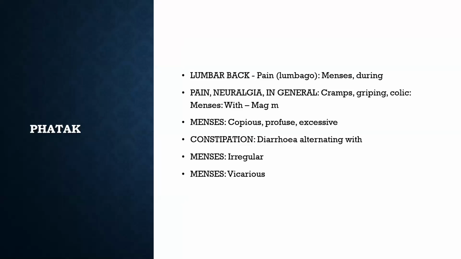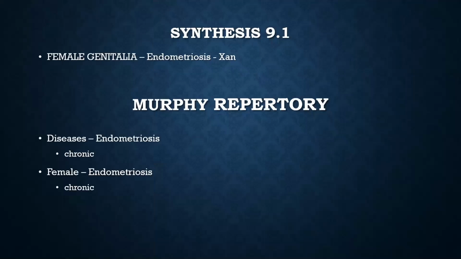You can see another, pain, neuralgia in general, cramps, gripping, colic, menses with. We have Mag-mur for that. Others are same. Now in synthesis and Murphy's repertory, you can get a direct rubric called endometriosis. In case of synthesis, female genitalia chapter, endometriosis, there is only one single remedy, and that is xanthoxylum.